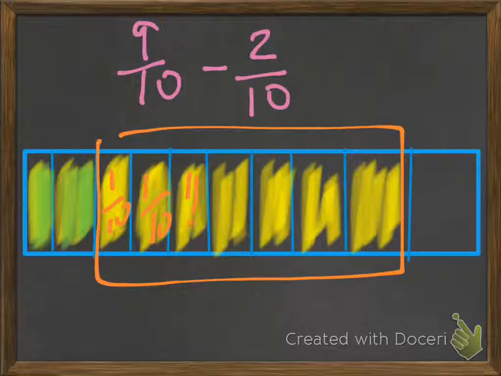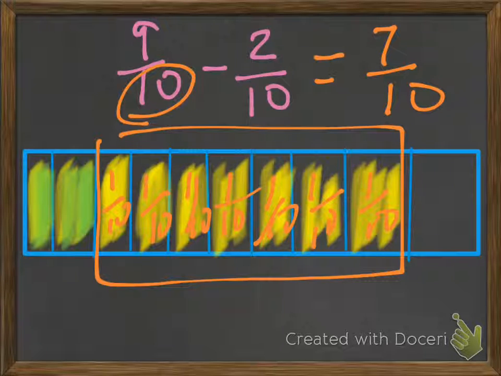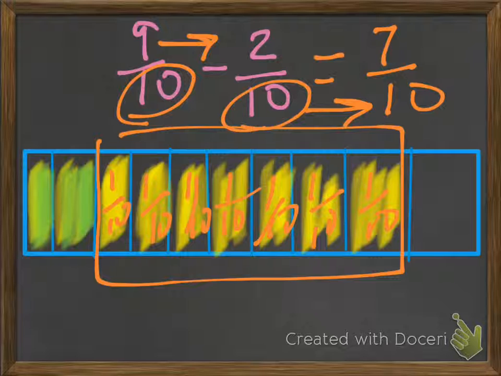Again, each of these is 1/10. And 1/10 and 1/10. So what do we have left? We have 7. And again, since the denominators are exactly the same, we don't change them. The denominator stays the same with the answer. In the numerators, we go ahead and subtract across. 9 minus 2 is 7. So the answer is 7/10.